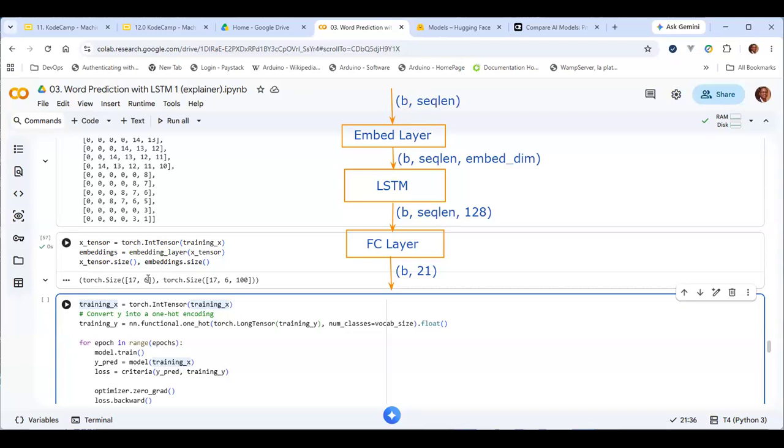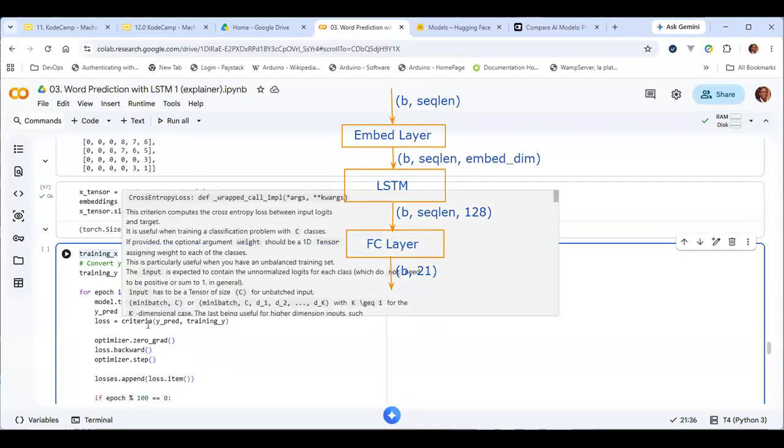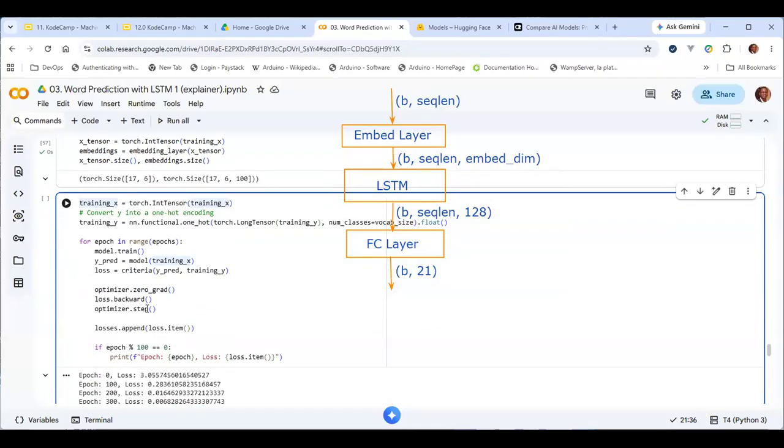And the sequence length is 6, which we had padded everything to 6. Then you pass it through the embedding layer. The embedding layer will now extend it and give the embedding to it. So the embedding layer output will now be batch size, which is still 17 samples, sequence length is still the same, which is 6, and then the embedding dimension, which is 100 in this case. So that's what will go in, and then we'll use all of that to train this model, right?